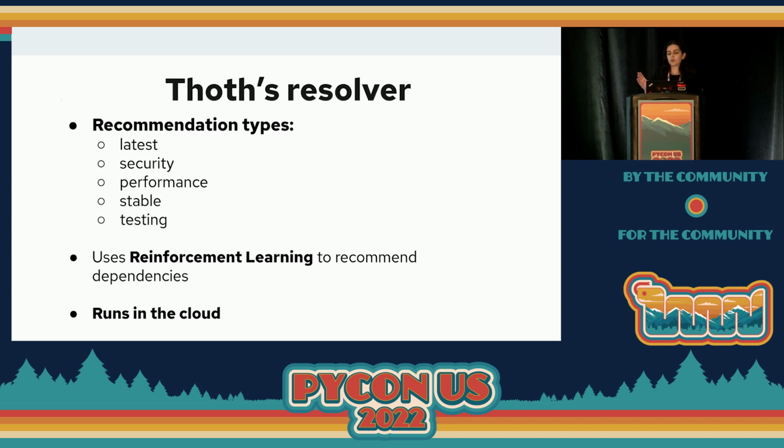The recommendation type for Thoth can also be set to stable if you want to get the most stable versions of packages, or to testing if you want to run software that can possibly be unstable. This testing recommendation type is more suitable for experimenting, because other recommendation types can be more strict and not resolve any dependencies in this case.